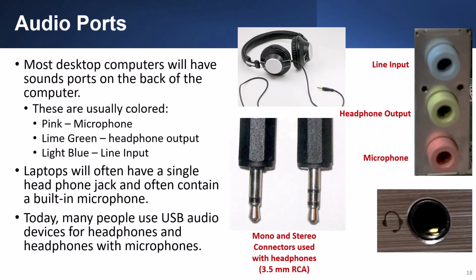Some systems will include dedicated audio ports that you plug 3.5mm RCA connectors into. The blue port is line input, the green port is for headphones or speakers, and the pink is for the microphone. Notice the RCA port comes in 2 styles. The single black band is mono, and the dual black band is stereo, where the signal is split between left and right speakers or headphones.